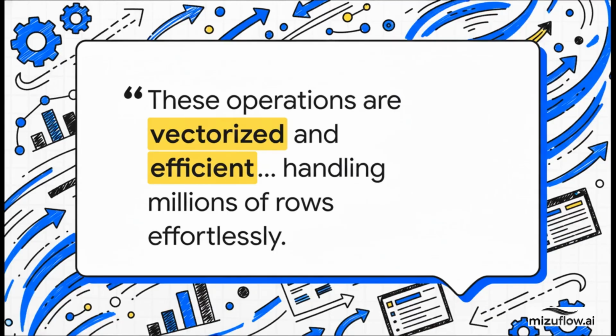And don't for a second think this is just a toy example for small data sets. This stuff is built to be fast. As the original material points out, these operations are vectorized and super efficient. We're talking about handling millions of rows without breaking a sweat. So these skills absolutely scale up to the real world, to big data.